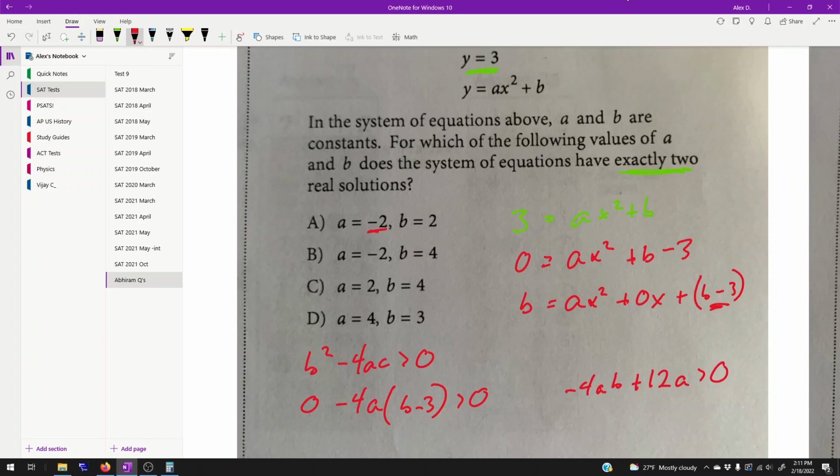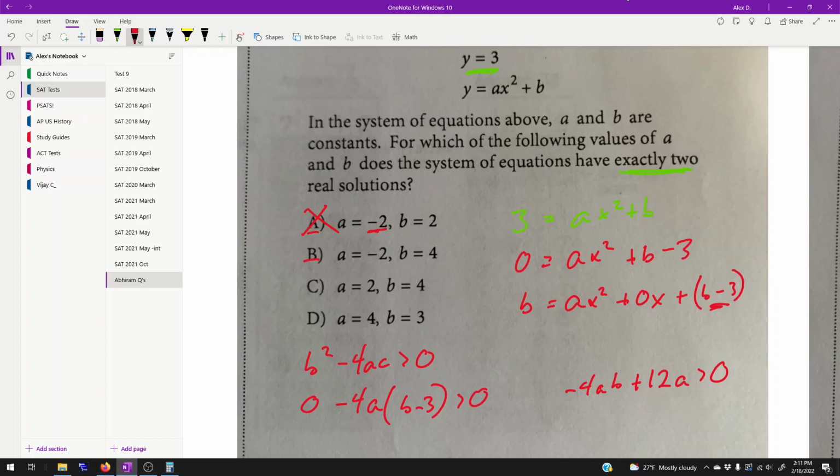I feel like I messed something up, because I get the impression that both A and B would work. Let's go ahead and do it. A is -2, B is 2, so that'd be positive 16 plus, that's negative. So that would actually be minus 24, and indeed that is negative, so that does not satisfy the situation.